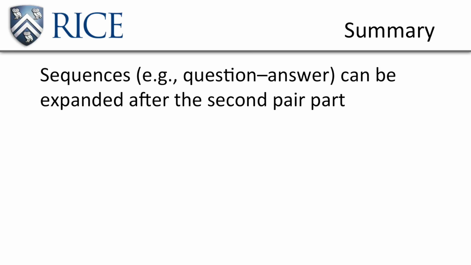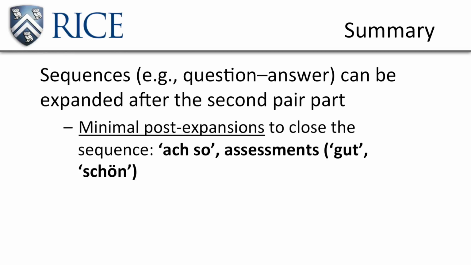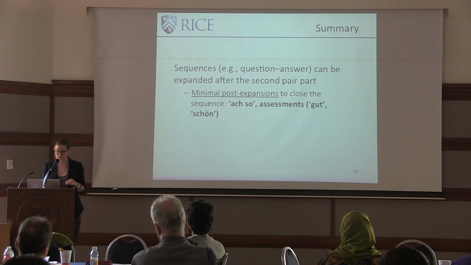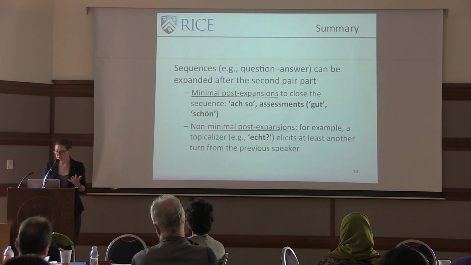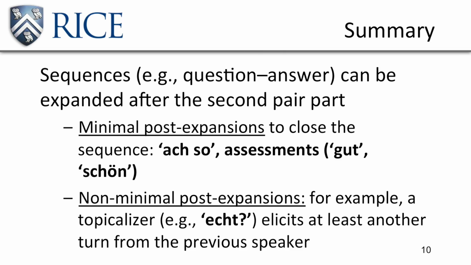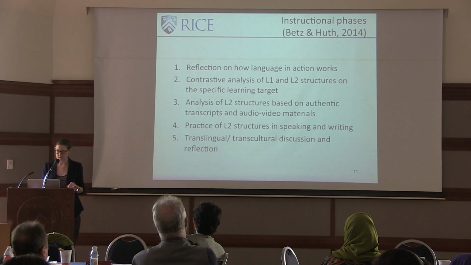So question-answer sequences can be expanded after the second part, and as I said, there are minimal post-expansions, something like "ach so", or assessments in German like "gut" or "schön", or "das ist gut, das ist schön". But of course there are also non-minimal post-expansions, right? You could also produce a little word like "echt", and then request the other one to say maybe another turn or two, and respond to that and say a little bit more.